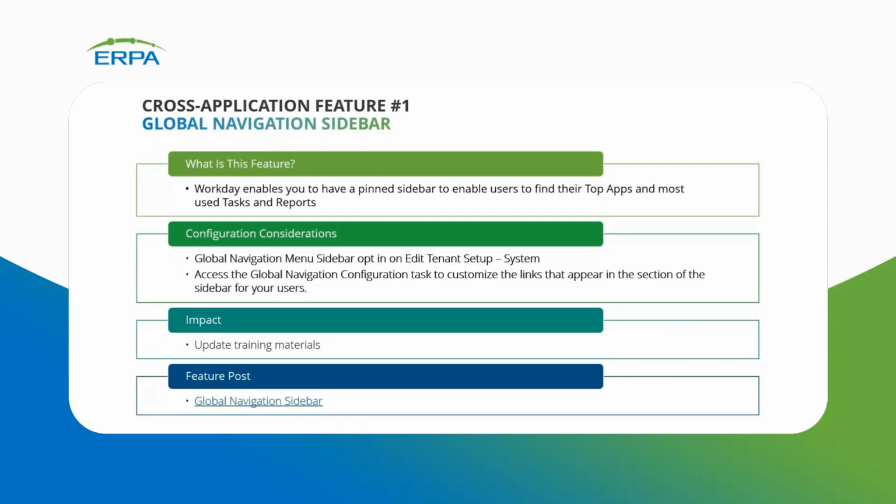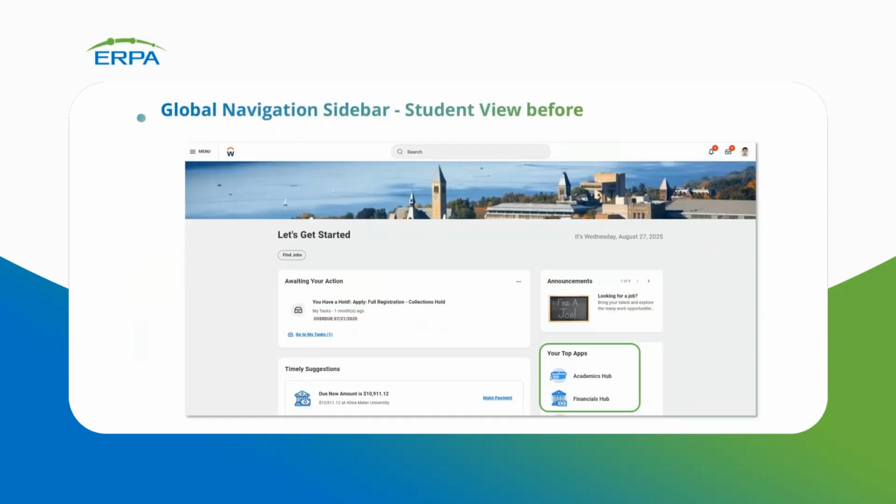So let's go into the next slide and we'll show you what your homepage looks like right now. This is our ERPA AMS tenant. Because we care very deeply about student things here, I've highlighted down in the bottom right-hand corner your top apps. I'm logged in, proxied in here as a student, and I'm seeing as a student the Academics Hub and the Financials Hub on my homepage. Now, as soon as I navigate away from this page in the old setup, I'm going to lose access to those top hubs, and I'm going to have to go up to my menu and find them again.